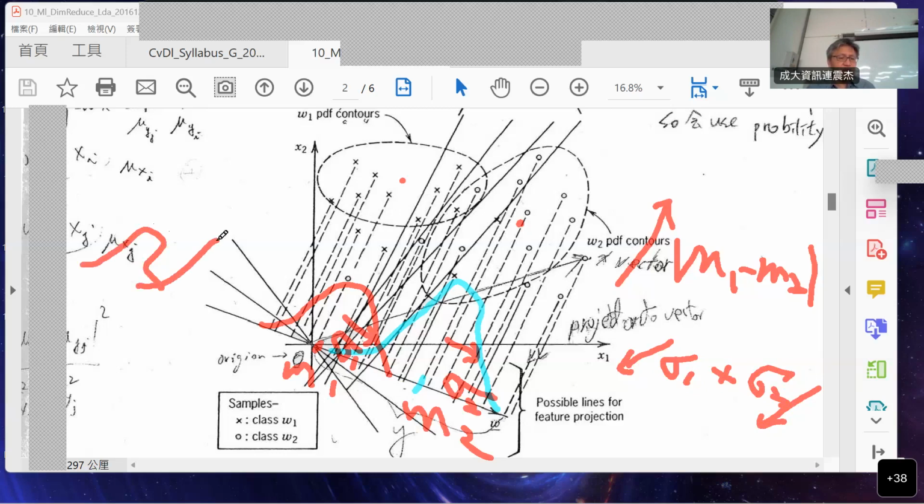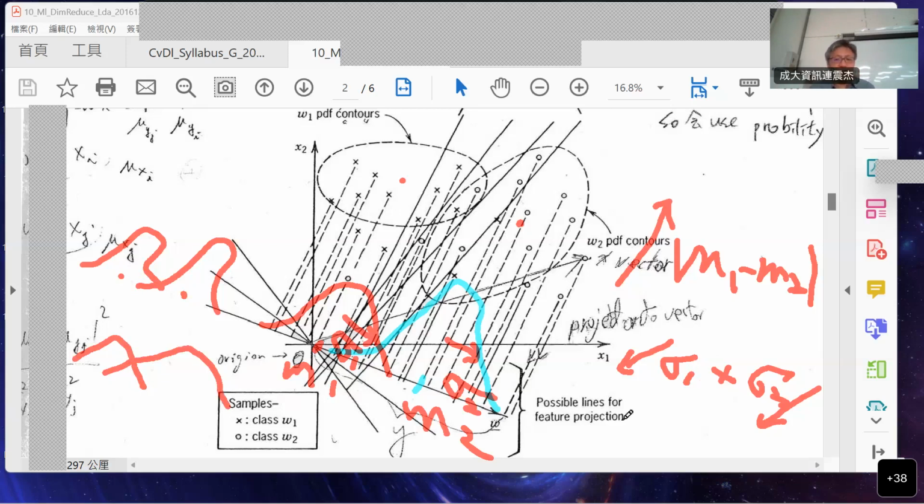This result is better because the overlap region is small. This is not good because overlap region is too big. Two centers, right? So you hope M1 and M2 be as far away as possible. You want the standard deviation smaller.